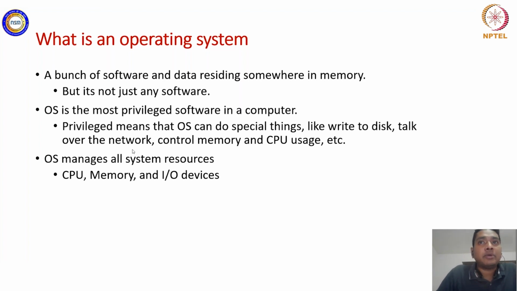Which are these special things? Like writing to disks, accessing the network cards available inside your computing system, control over memory, controlling the entire memory hierarchy, CPU usage, and so many other things. As I was mentioning, all the underlying hardware in the computing system, the resources like the processing system, the CPU, the storage, the memory, and I/O devices for peripheral purposes, will be managed by this piece of software, the operating system.